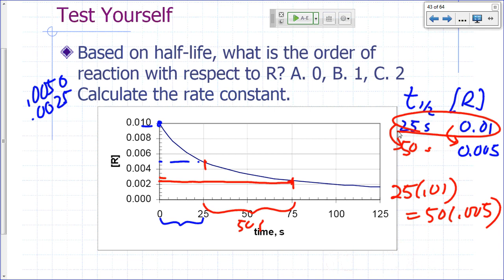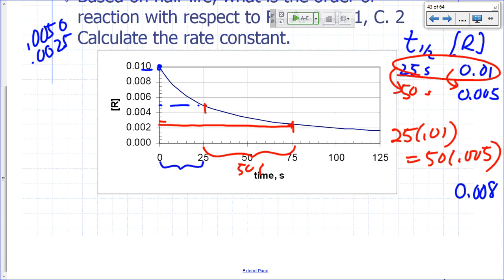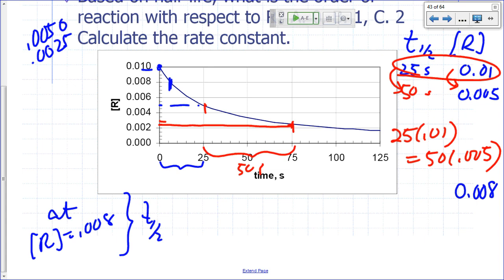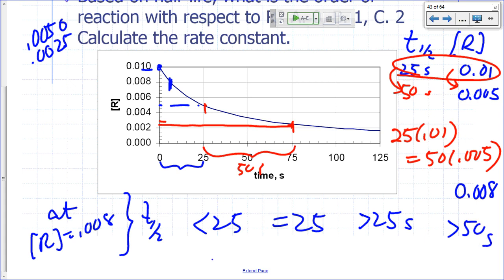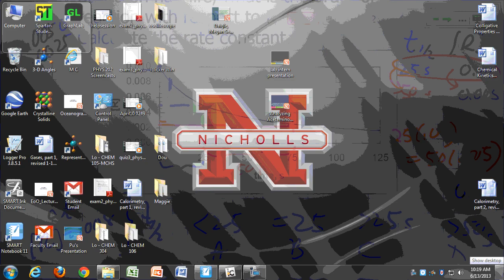So what if I were to start at 0.008? Based on this data, is my half-life going to be less than 25 seconds, equal to 25 seconds, greater than 25 seconds, or greater than 50 seconds? A, B, C, or D? Let's do that. What do you think is my half-life?